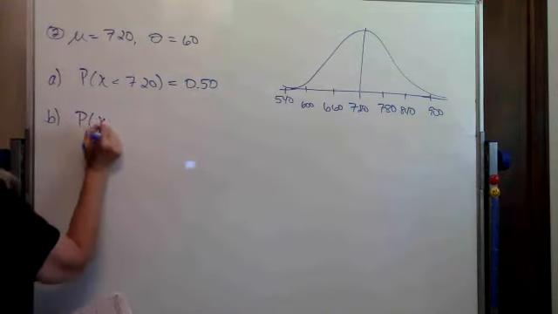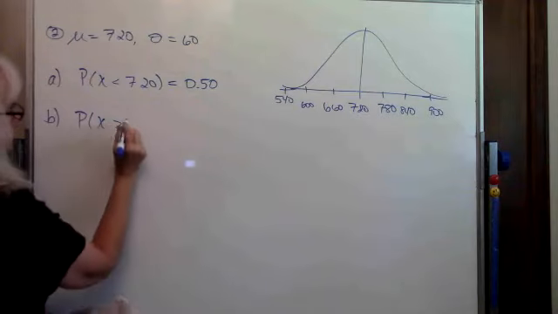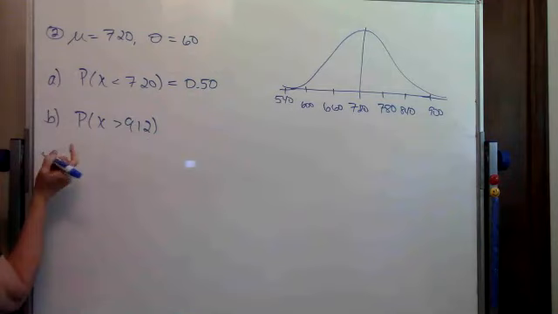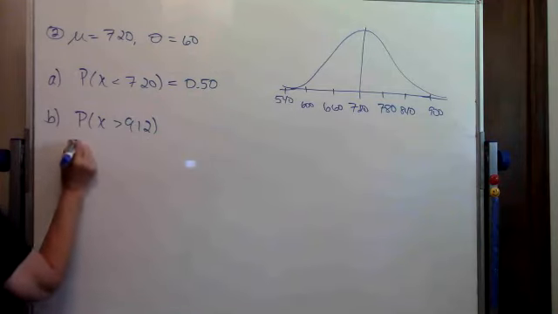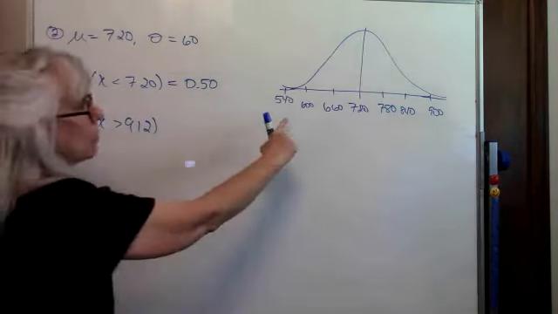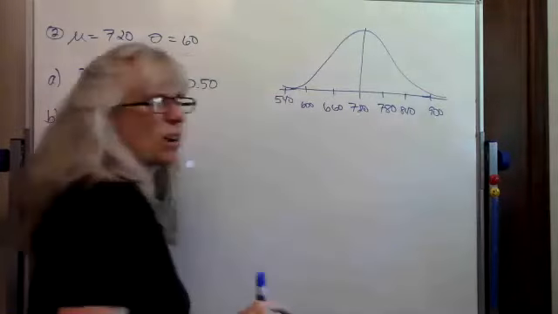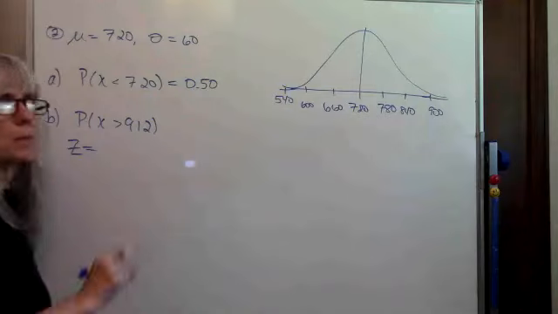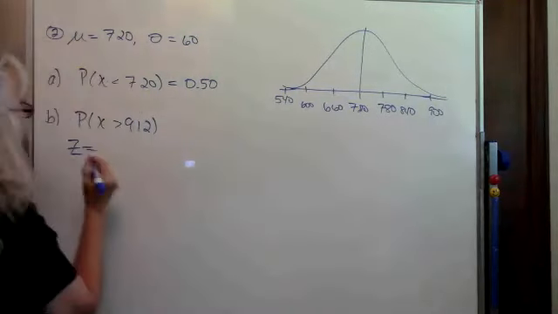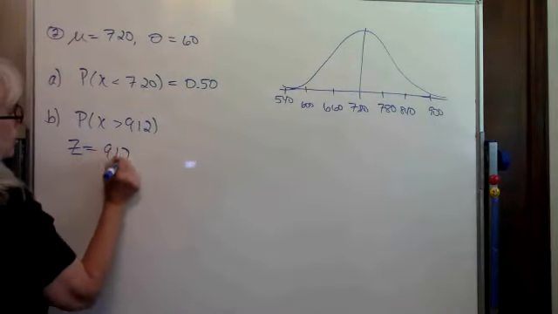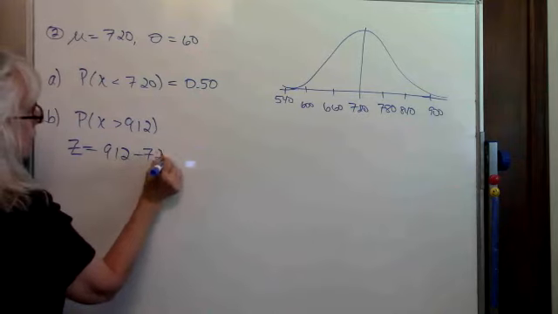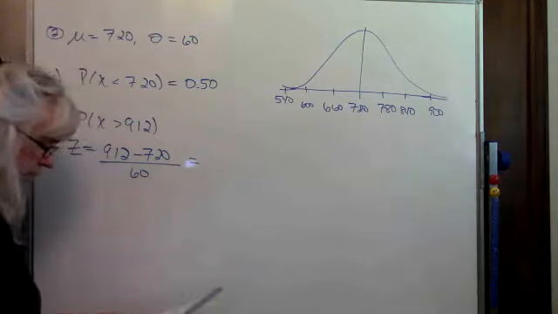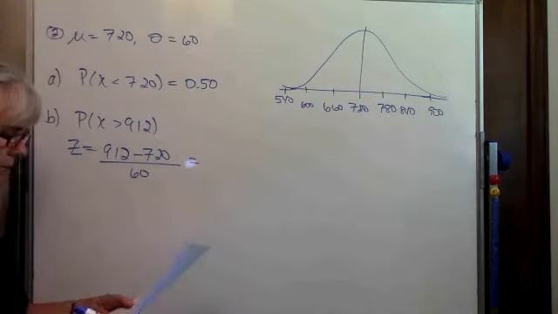Part B says more than 912. So what's the probability that a randomly chosen worker has a salary more than 912? So what we're going to do is first translate that into a Z. The 912 is not one of these numbers, right? So I need to figure out what it is. And notice it's more than 3 deviations. So not very many people are out there on that end of the curve. So we'll do our 912 minus the 720 divided by the standard deviation of 60. If you do that, don't forget to put parentheses around your numerator. You get 3.2.